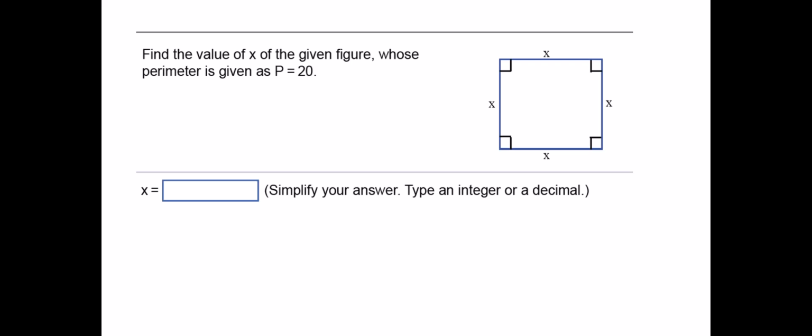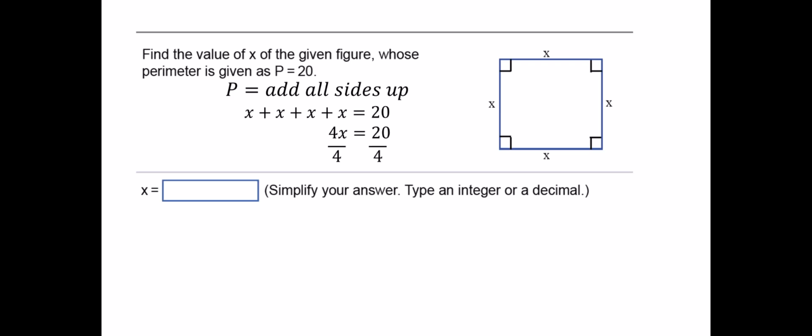Find the value of x of the given figure, whose perimeter is given as P equals 20. Perimeter means we're just going to add all the sides up. So we'll take x plus x plus x plus x equals 20. And now we'll use some algebra. When we add the x's together, we have 4x equals 20. Divide by 4, and it turns out that x is 5. That's it. Let's look at the next one.